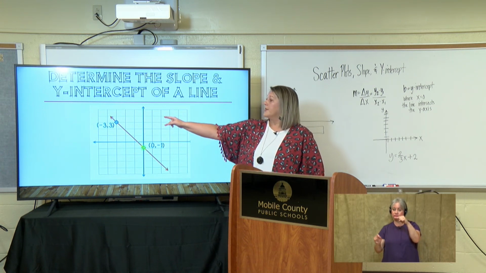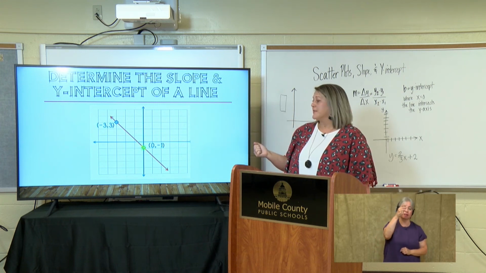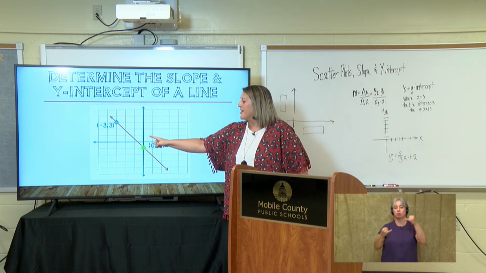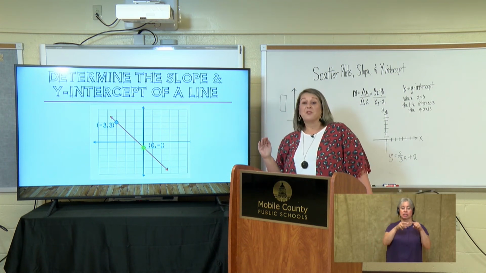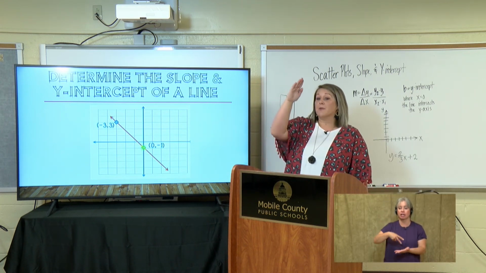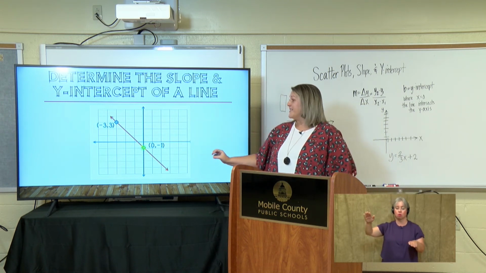I could also go up and left, and it would give me my same slope. It ends up looking like a staircase. A lot of times my students say it's either a downward staircase or it's an upward staircase. In this example, it's a downward staircase. We'll be going down.